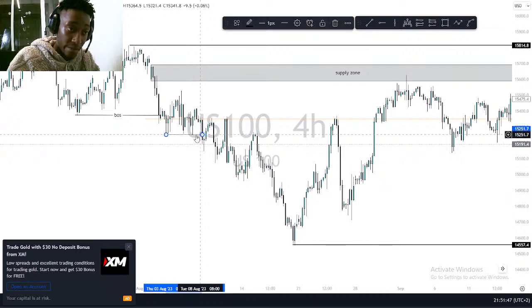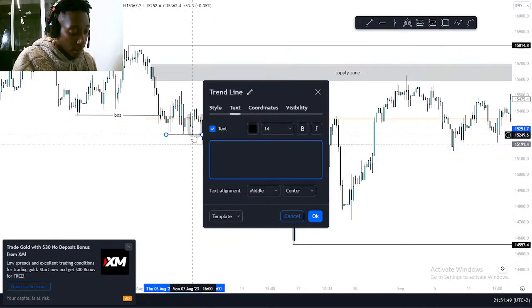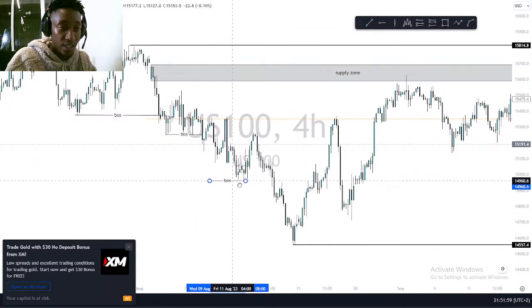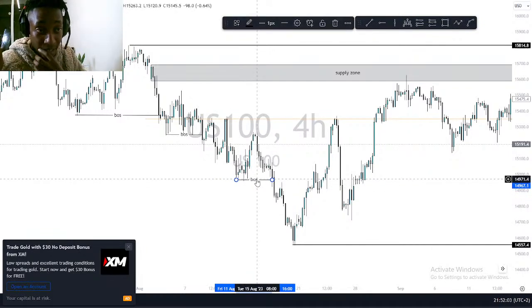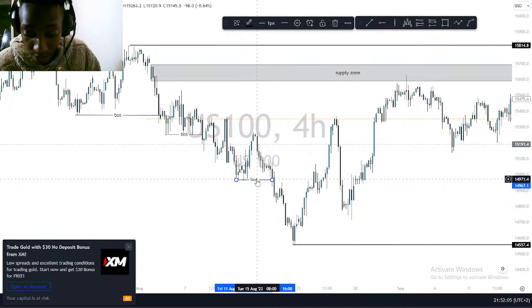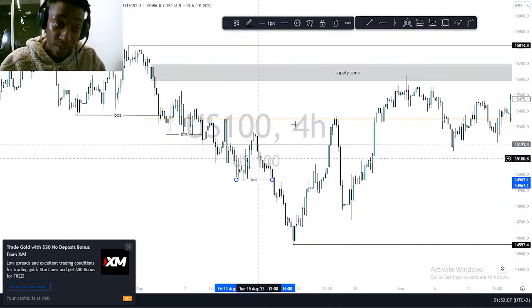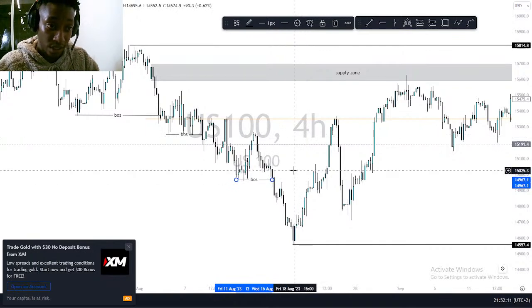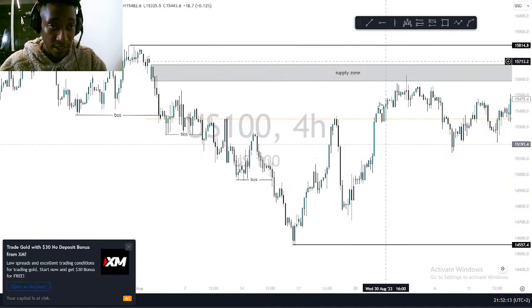And we have another break of structure here. Another BOS there. And we also have another BOS here. This is just to indicate that before the market went on an uptrend, it was breaking structures to the downside. You understand? It was breaking structures to the downside, meaning it was on a downtrend.